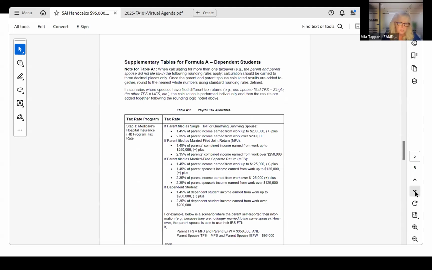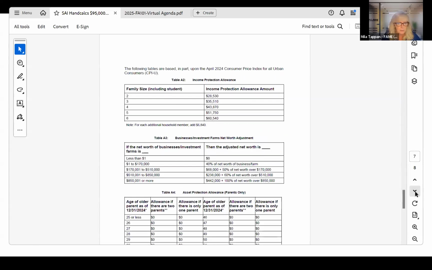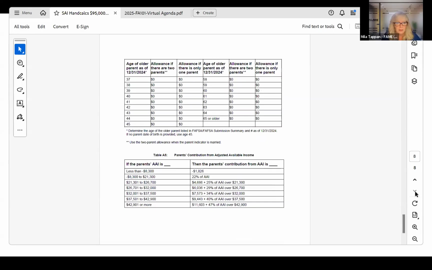But these are the tables that I was referring to. I'm going to explain when these tables come into play, but that's a table that we're going to use to determine the payroll tax, 2 pages. Here are a couple of other tables that I'm going to be referencing, and then the last ones that I'm going to be referencing. Those are all in that packet on the website.